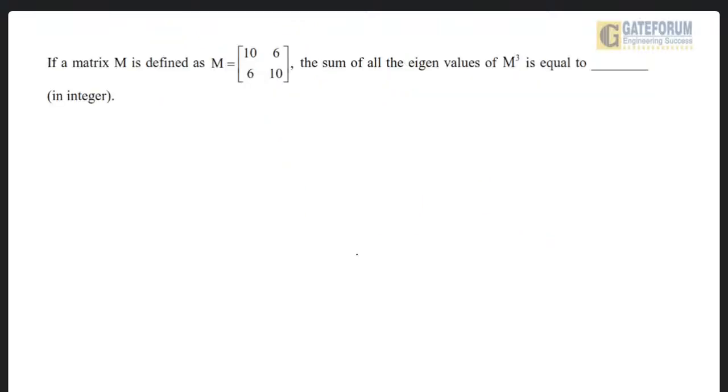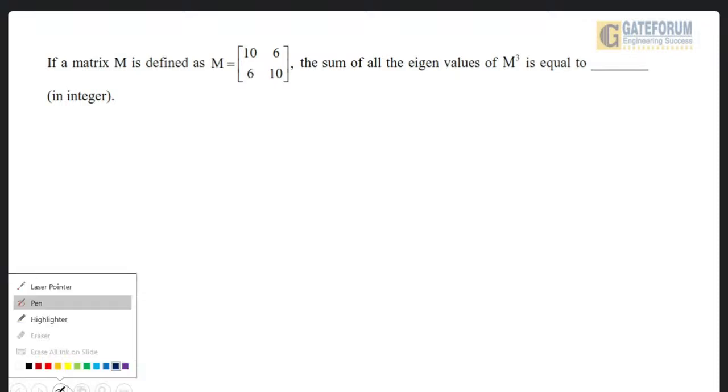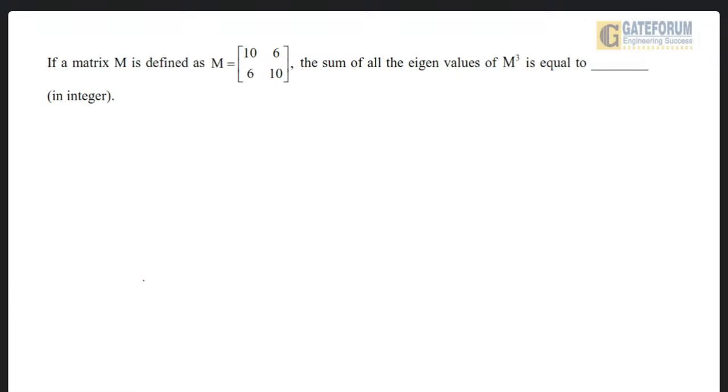The question is, if a matrix M is defined as M is equal to the 2 by 2 matrix 10, 6, 6, 10, the sum of all the eigenvalues of M cube is equal to. This is from engineering mathematics, from the topic linear algebra, subtopic eigenvalues. So this is the matrix, and the question is the sum of eigenvalues of M cube. Use just properties of eigenvalues. Before that, find the eigenvalues of M.